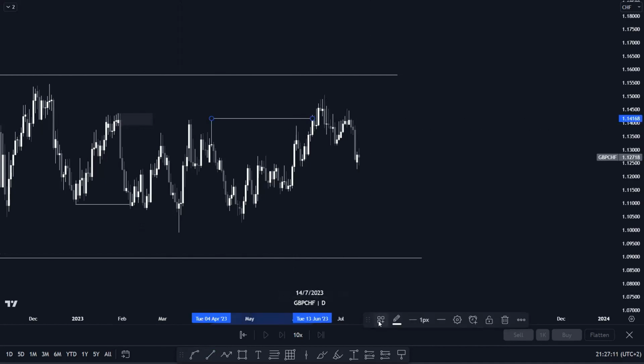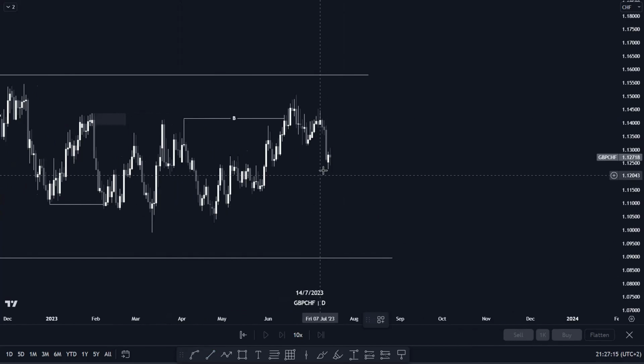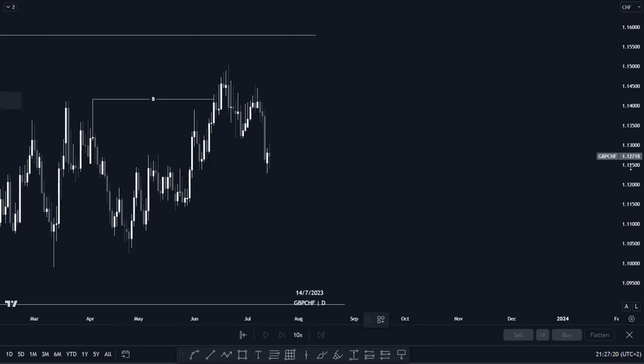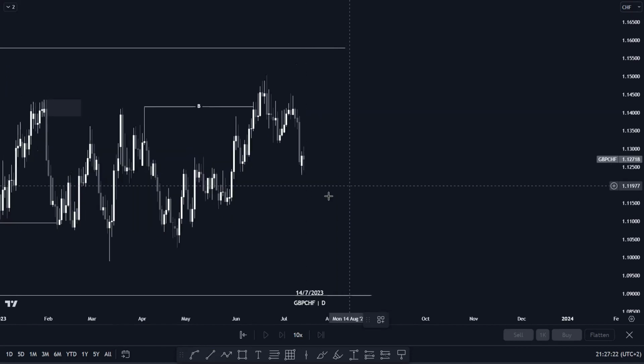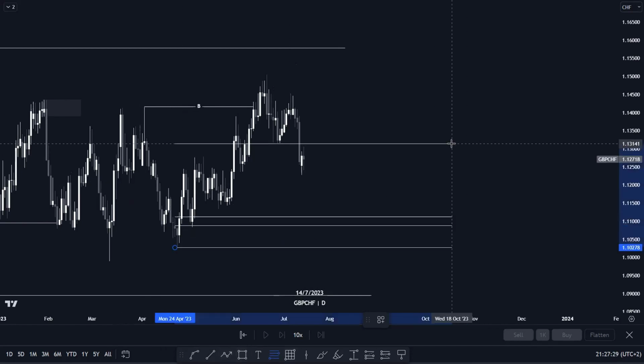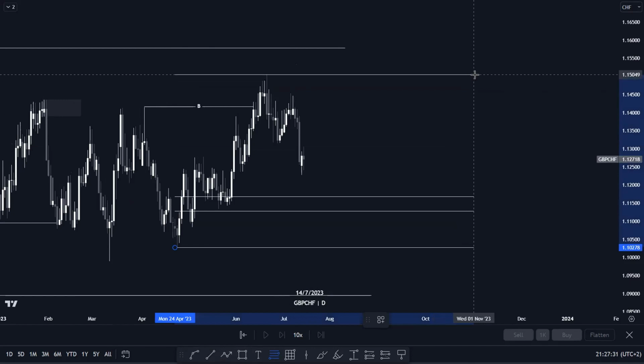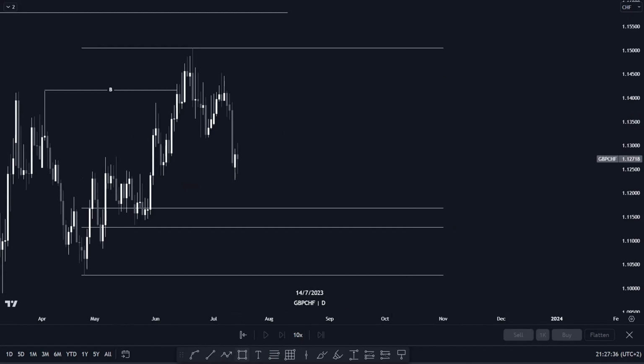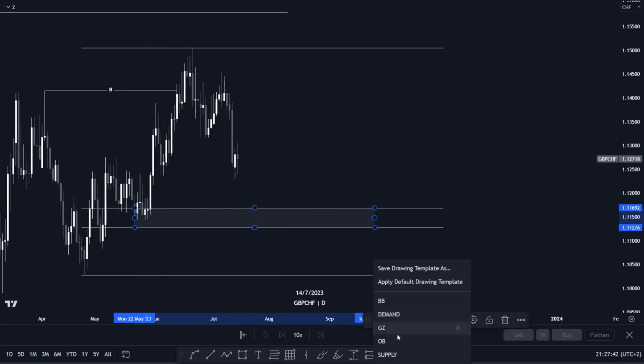We have this break of structure, and that being that, we can choose to take our golden zone entry or our supply or demand or order block entry. Okay, so I'm just going to place my fib level from this low to this high. And this here is going to be my golden zone entry.